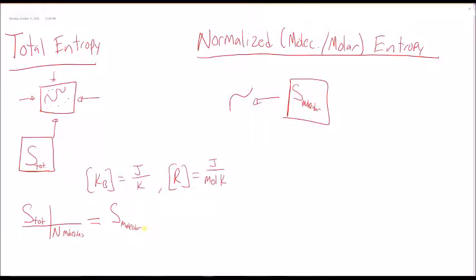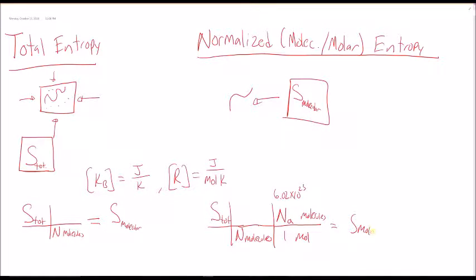Now, if you want molar entropy, you start with S total. Once again, you divide by the number of molecules. Now you have the molecular entropy. And then to convert it to molar entropy, you multiply by Avogadro's number, which is 6.02 times 10 to the 23rd molecules per mole, for 1 mole. And now you have S molar, which is entropy per mole.